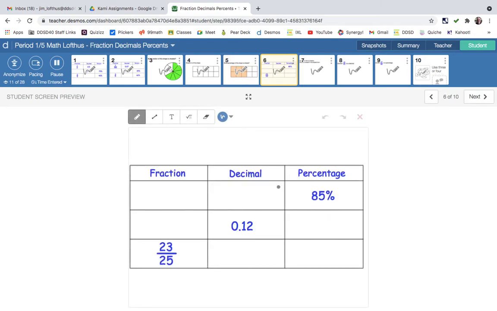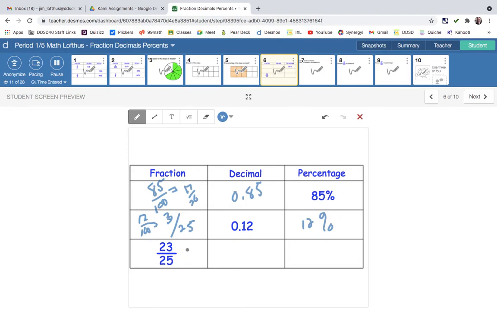And let's see, so 85% is 0.85. 85 over 100. 5 goes into both of these. 85 divided by 5 is 17. So this is 17/20. All right, this is 12%, and 12/100. We can cut both those into 4 parts. It would be 3/25.